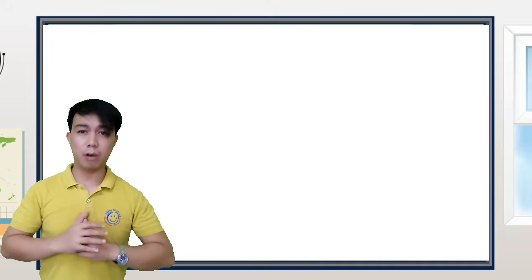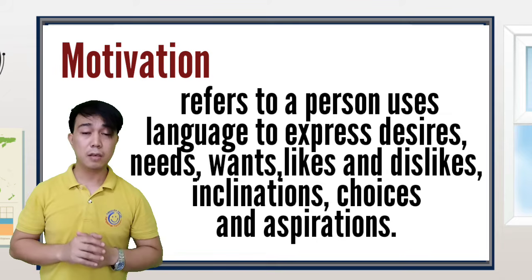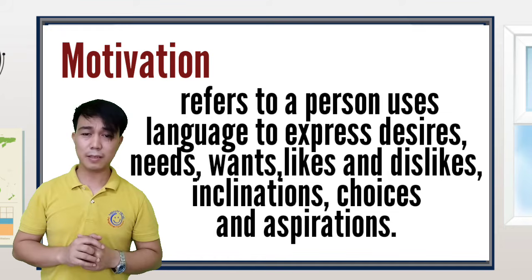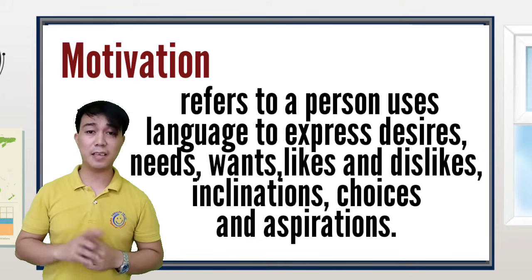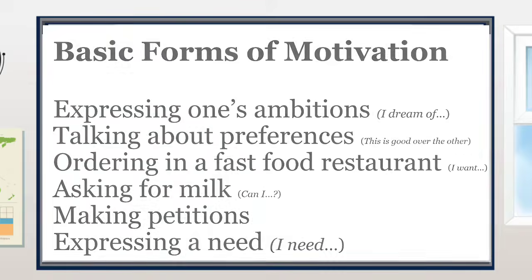The third one is motivation. This function of communication refers to an individual using language to express desires, needs, wants, likes or dislikes, inclinations, choices, or interests. Now, let's take a look at the basic forms of motivation. Expressing one's ambitions, talking about preferences, ordering in a fast food restaurant, asking for milk, making petitions, or expressing a need.